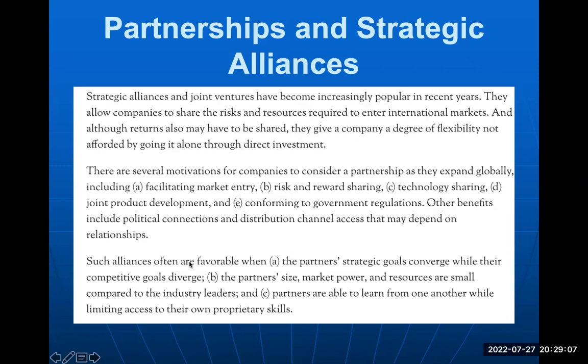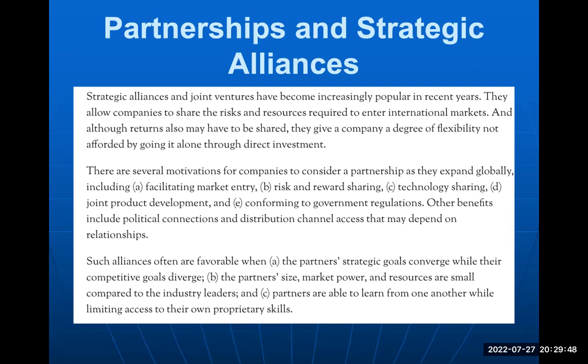All right, so strategic alliances and joint ventures have become increasingly popular in recent years. They allow companies to share the risks and resources required to enter international markets. And although returns also may have to be shared, they give a company a degree of flexibility not afforded by going it alone through direct investment. So you might have two Canadian companies combining together in order to enter an international market. They form a partnership and enter an international market.